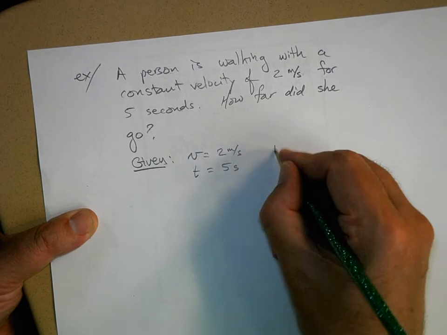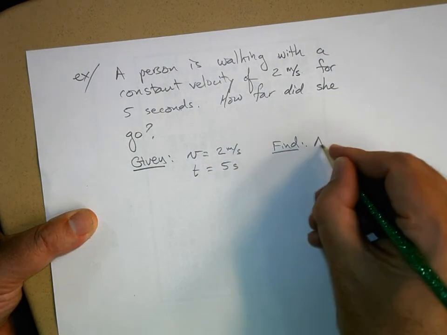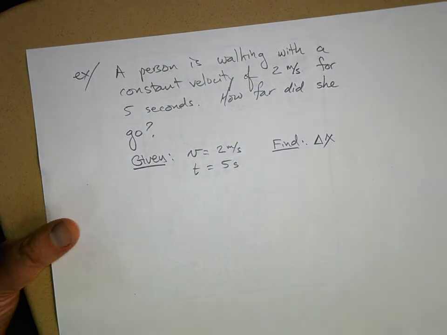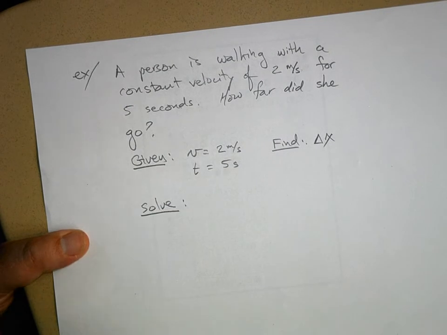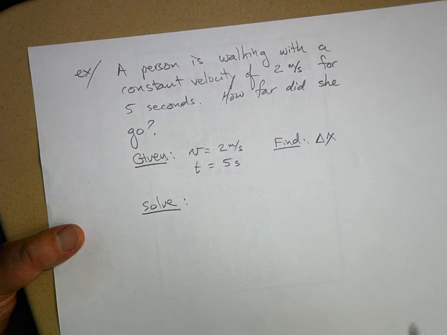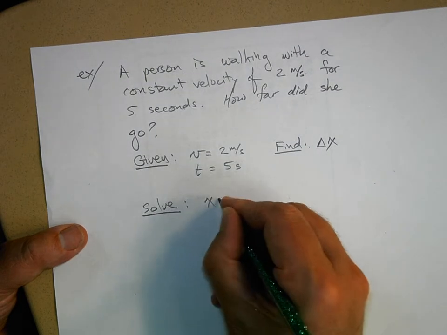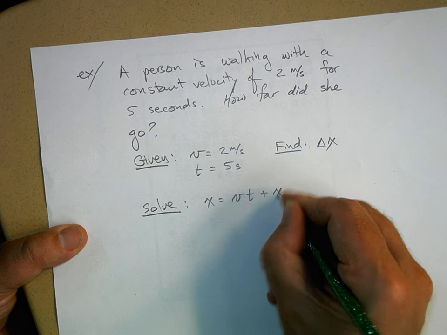Find, how far did she go? Well, that's the same as saying, what's her displacement? Delta X. Solve. Well, this is constant velocity motion, so we have a mathematical model for that. X equals V times T plus X naught.